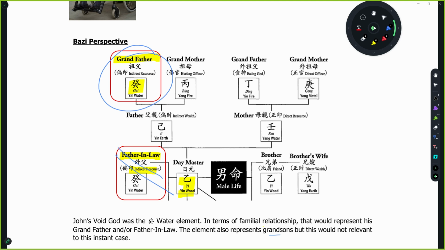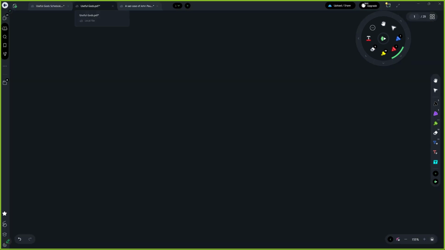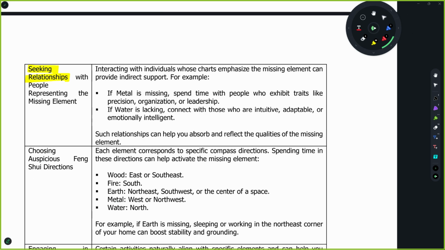But if you can reverse time and advise this person, if John Paul Getty the third had made a stronger effort to be closer to, affiliated and associated with people of his missing useful god, his Kueh water would be his useful god, and then perhaps with better bonding, with better relationship, the grandfather may have acted differently, and the outcome would definitely be very different. Therefore, this would be the case of remedy number two. Remedy number two, seeking relationship.